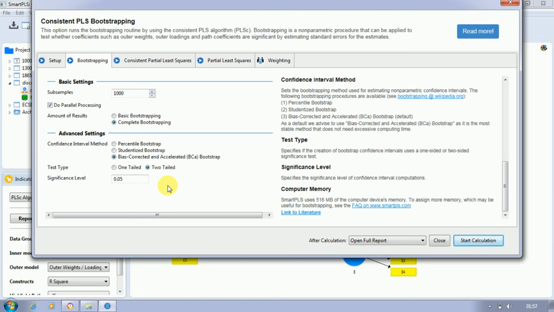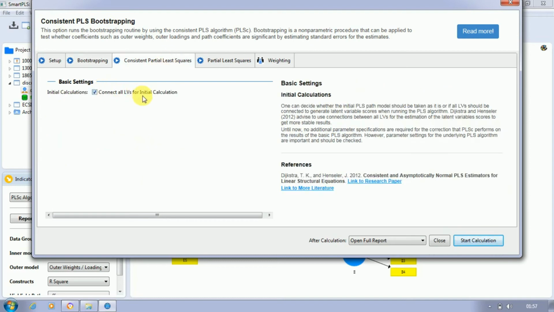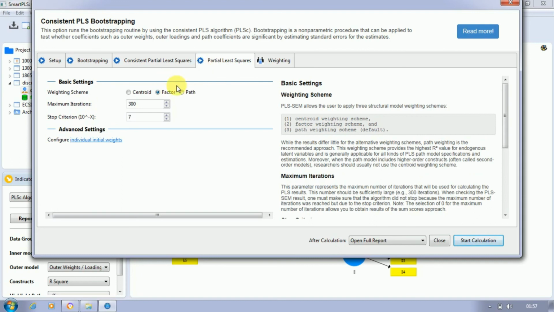Let's go to another window for the consistent partial least squares. Connect all the latent variables. Come to the partial least squares option. Now in the structural model we are more interested in studying the path relationships, so we'll go for the path weighting scheme. Maximum iteration will be on default. Stop criterion will still be on default. Okay, so I think just run the calculation. As you know, it will do complete bootstrapping. It will take obviously longer than usual.